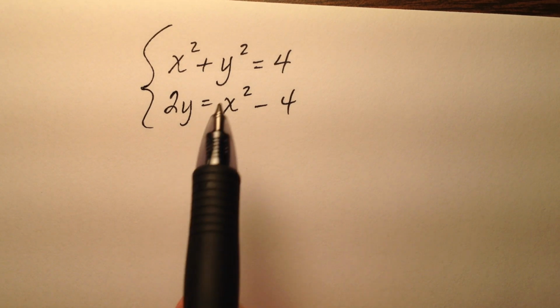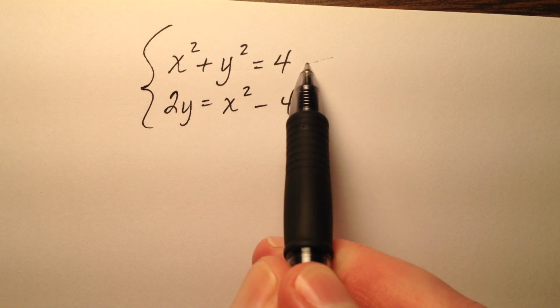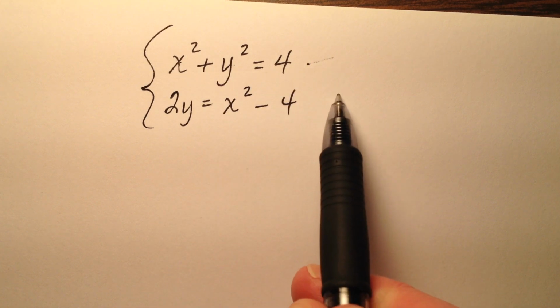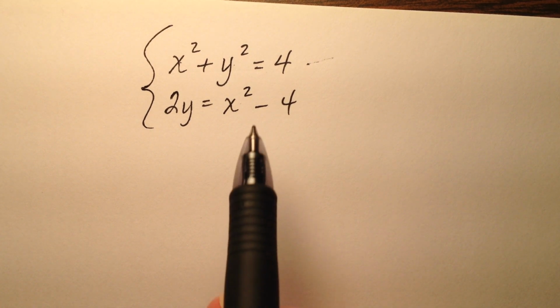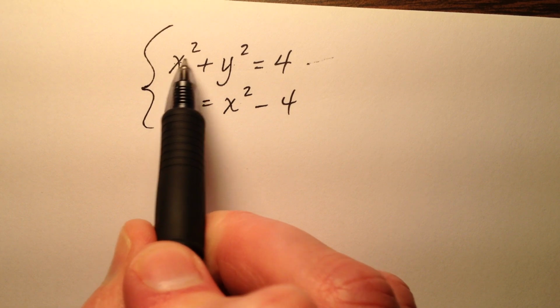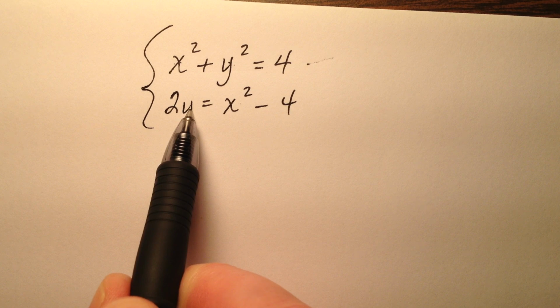In this example, we're going to go ahead and solve this system of nonlinear equations. It looks like this first equation is actually a circle, and the second equation is going to be a parabola. So we have any number of possible points of intersection. Alright, so x squared and y squared in the first one, and I have an x squared and just a y in the second one.